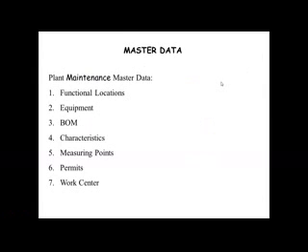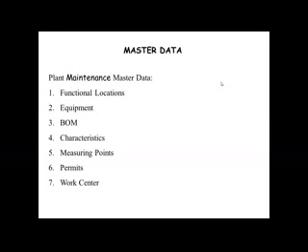So these are the basic master data: functional locations, equipment, bill of material, characteristics, measuring point, permits and work center. These are the minimum master data required for implementing plant maintenance. Functional locations means if any function is happening in any location, that is termed as a functional location. Equipment are nothing but our own machineries, and bill of material, I think you might know what a bill of material is since you are in the MM area. So we have a material BOM, a functional location BOM, an equipment BOM. Those are nothing but material bills of materials.